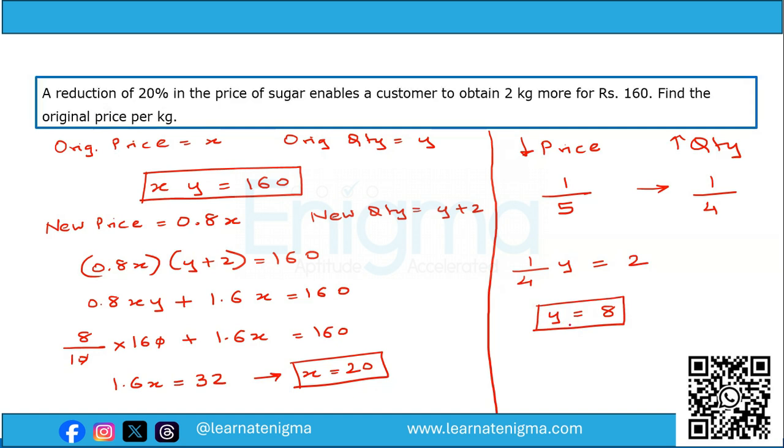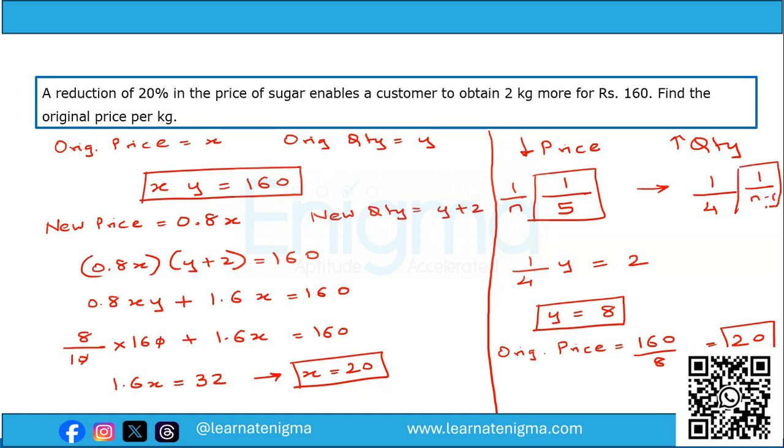Now from this, we can get the original price as well. Original price will be 160 upon 8, that is 20. Now, the general rule over here is that if the price gets reduced by 1 upon n, then the quantity gets increased by 1 upon n minus 1. So by solving this by this method, we get the same answer, that is 20.